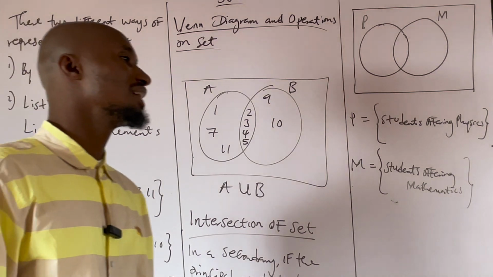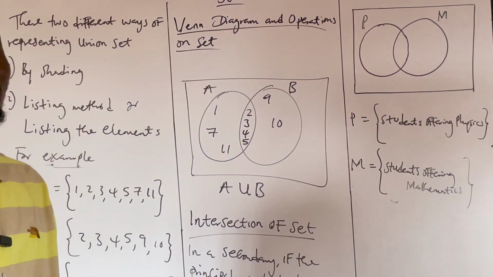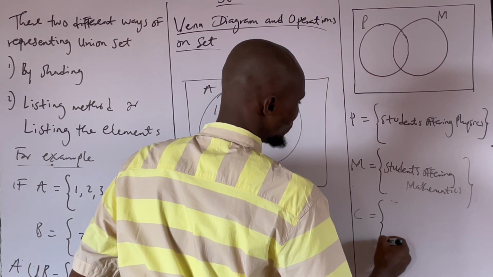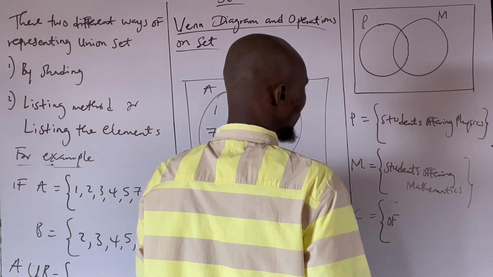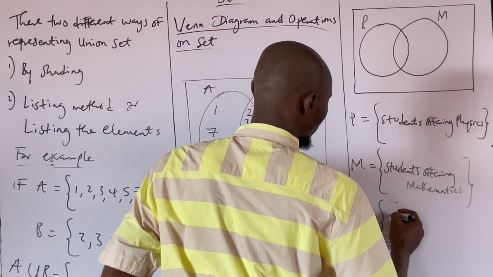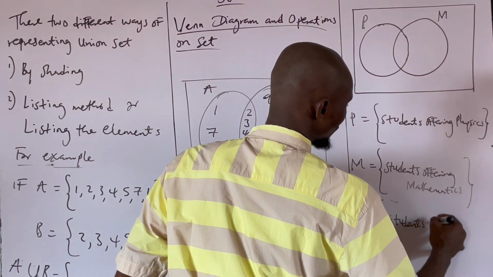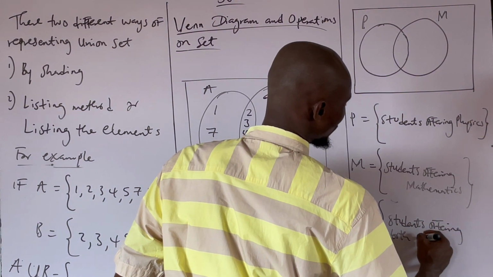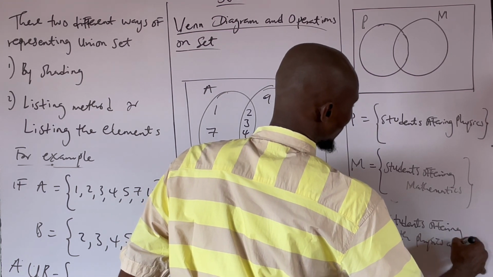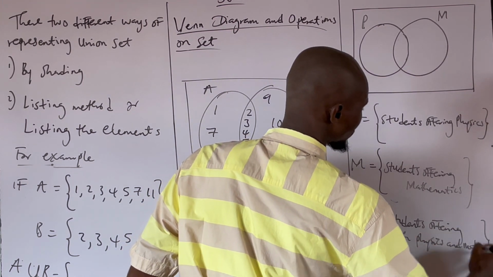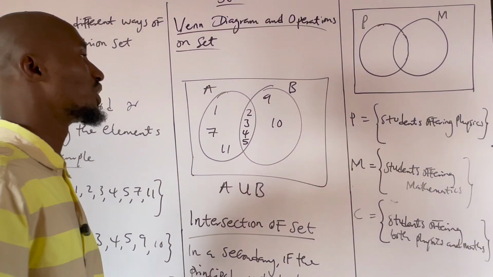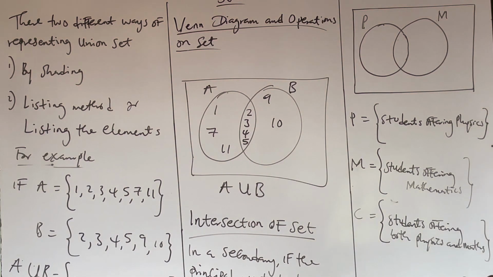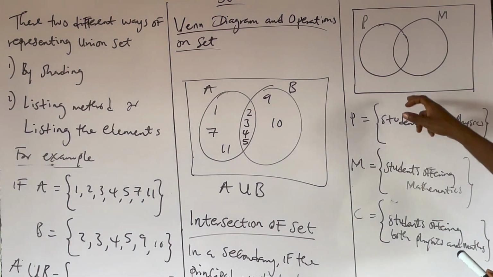But mind you, we want to find out the number of students that are offering both mathematics and what? Physics. So what do you do then? We call that one C. C is equal to the number of students offering both physics and maths. So we're going to use the Venn diagram here. So the number of students offering both physics and maths is C.